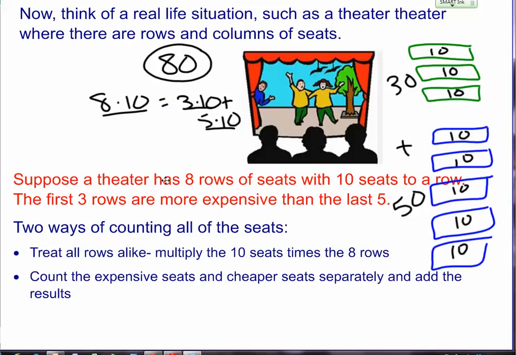And then we took a real example. So I have a theater. There are 10 seats in each row, and maybe this is at an opera house. The first 3 rows are more expensive, and the next 5 rows are cheaper because they're further away from the audience. So for you to see, I can look at 2 ways of counting all the seats. I can treat all the rows alike and say I've got 10 seats, 10 seats, 10 seats 8 times, so I can do 10 times the 8 rows and get 80 seats. Or I can count the expensive seats separately and the cheaper seats separately and add the result. So I've got 3 times 10 or 30 seats, plus 5 times 10 or 50 seats, and if I add those, I get 80 seats.